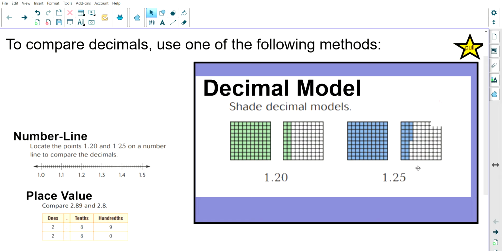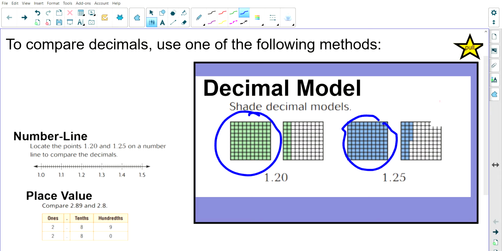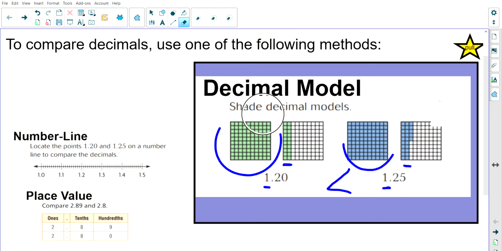So if we look here, we can tell both of these have one whole. We can see that in the number here, they both have one whole. We can also see that it has 2/10. Two of those full lines are shaded in. We see this also has 2/10, but it also has some additional parts. So we can tell that 1 and 25 hundredths is the greater number. So we would use a greater than sign for that comparison. So that's using decimal models.